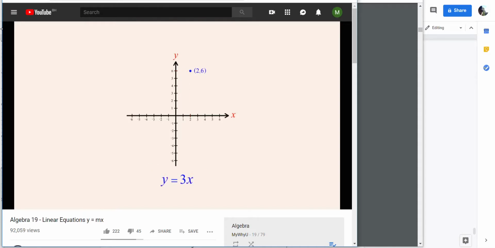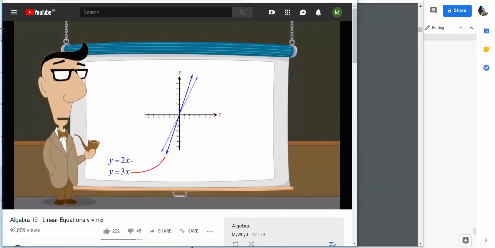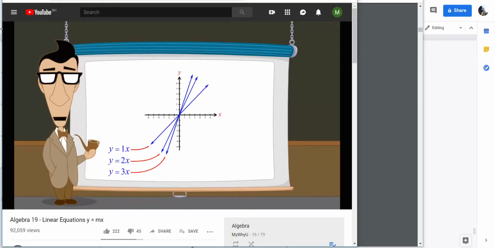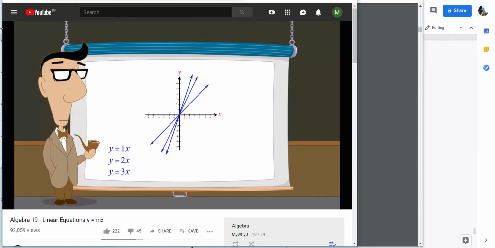Calculating y for several more values of x, we see that once again the collection of all the points which satisfy this equation form a line passing through the origin. The graphs of all the equations which we have seen are lines which pass through the origin and slope upwards as we move towards the right. The only difference between these equations is the coefficient of x. Notice that the larger the x coefficient, the greater the slope of the line.